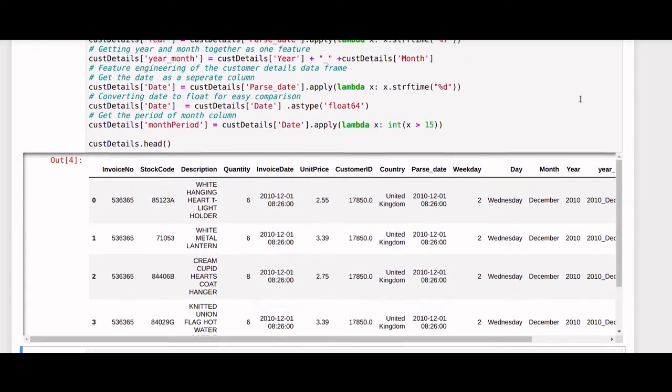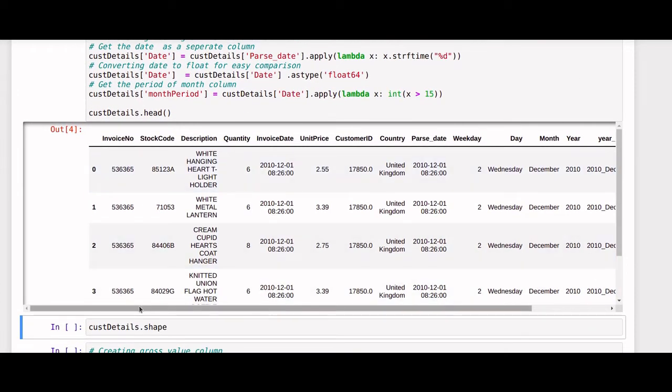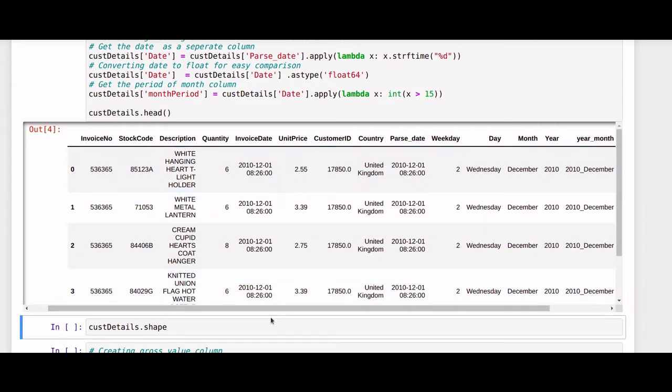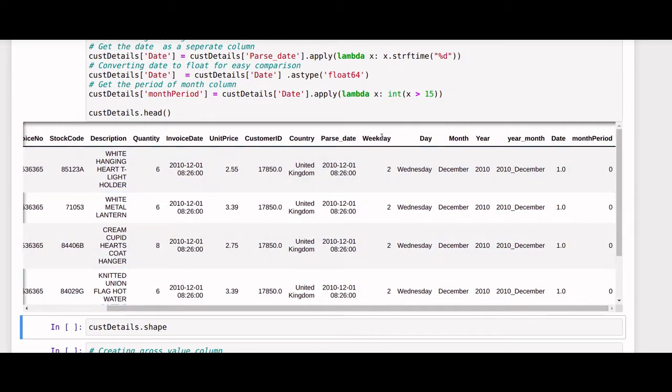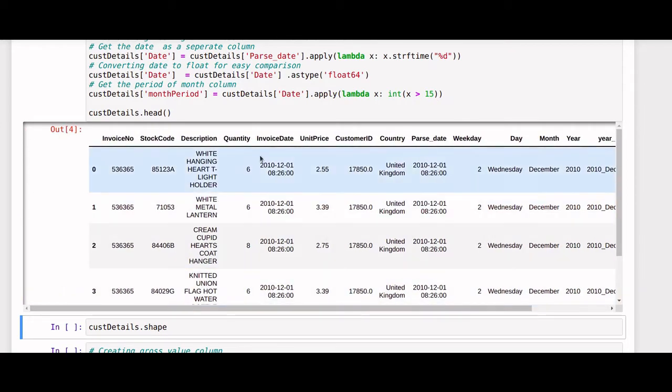So now we have got the results of the parsing. You can see your invoice number, those are details which we have. Now these are things which we extracted, for example, weekdays, whether it comes in a numerical form, which day of the week it is, Wednesday. You have extracted the day, also the month, your month, and this is the numerical date and month period. So this is before 15th, so it's 0, and after 15th it will be 1. So that's how these details have been extracted.